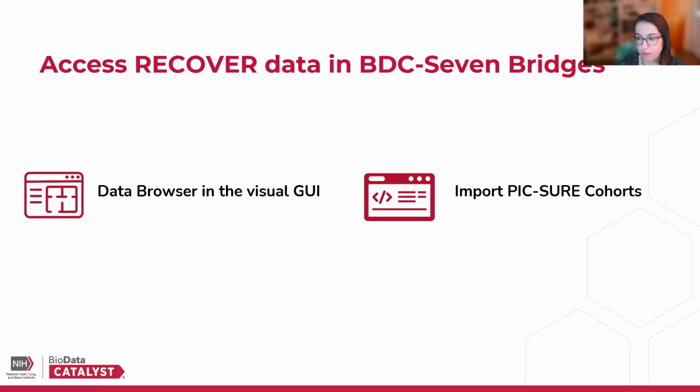I'm going to give an overview of the two ways that registered researchers can access recovered data in BDC 7Bridges. You can access the recovered data through a tool called Data Browser in the visual graphical user interface, or you can start at Picture, as Emily was showing, use those tools to search and filter to build your subset of the data that you intend to analyze, often called a cohort. And then you can use tools to import the Picture cohort into 7Bridges for analysis.